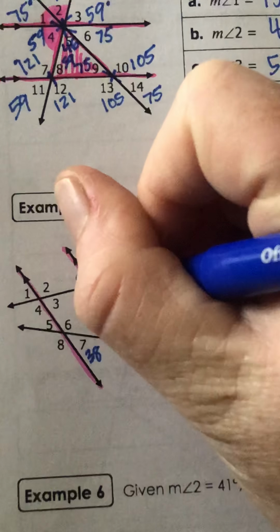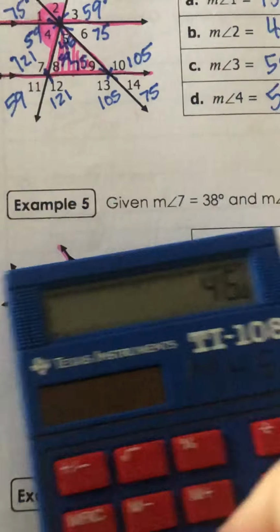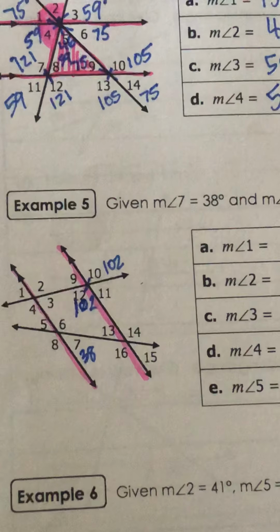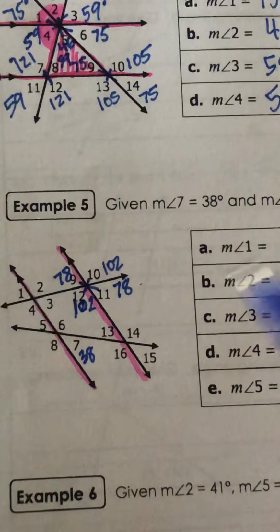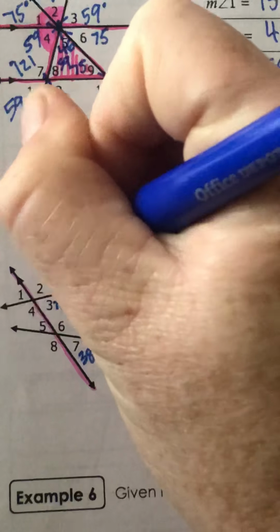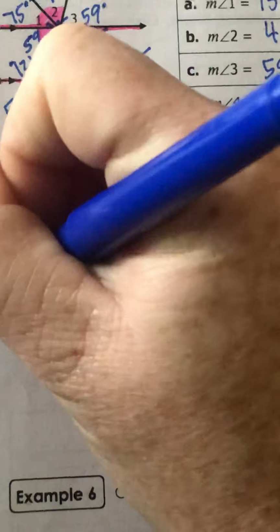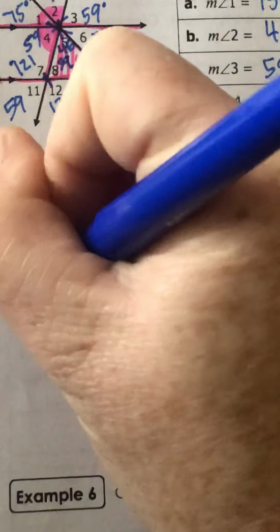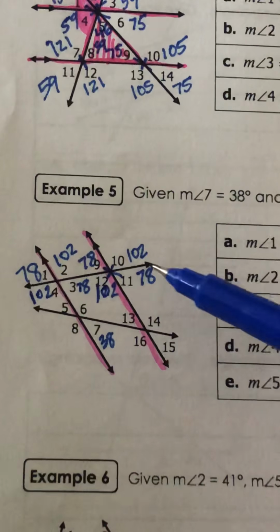So 10 and 12 are vertical. Oops, 102. Okay, and then linear pair, 180 minus 102 is 78. So 78, and then vertical angles, 78. Okay, so 9 and 3 are alternate interior, so 3 is also 78. Same thing with 12 and 2. Then we have corresponding 1 and 9, 78. And then 4 is vertical to 2, 102. Okay, so we filled out this whole entire top transversal here.